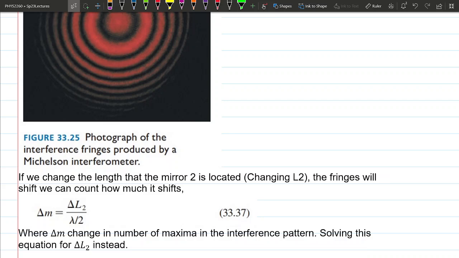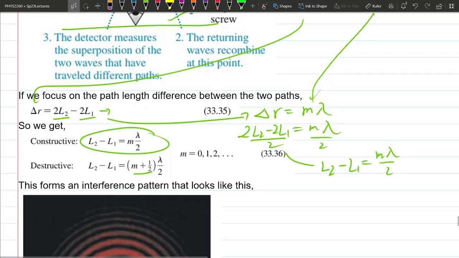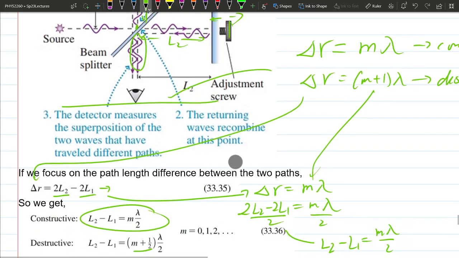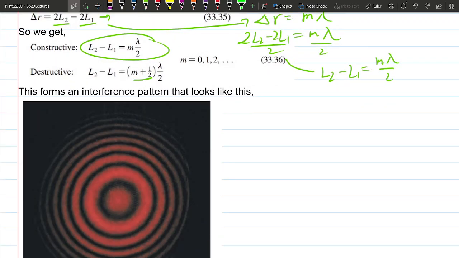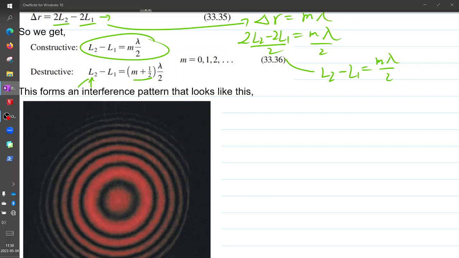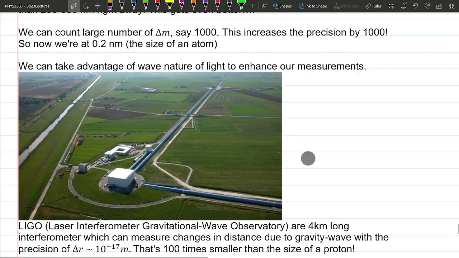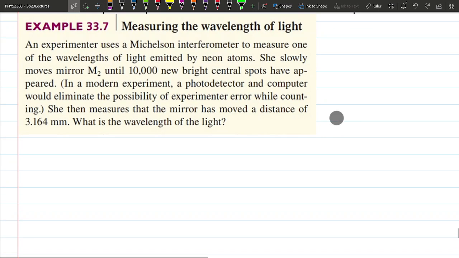So one of the things you want to do here, let's say, is we can move mirror number 2 a little bit closer or a little bit further away. When you do this, you're changing this L2. So you can make something that used to be constructive become destructive, and then constructive, destructive, constructive as you move mirror number 2 around. I think this will be more clear with a little example, instead of me jabbering about what it actually does. So let's just do this example.